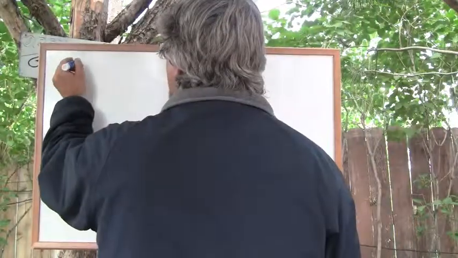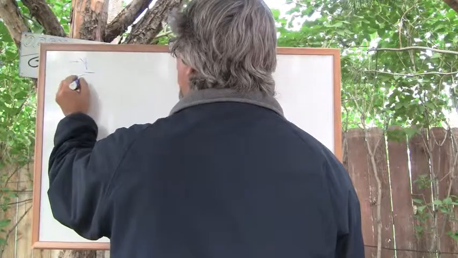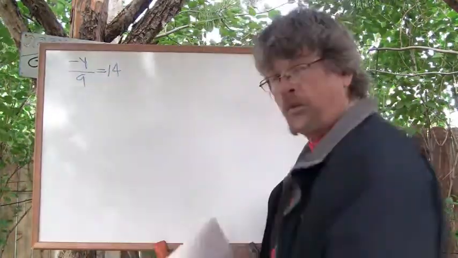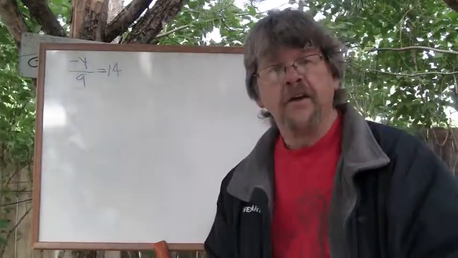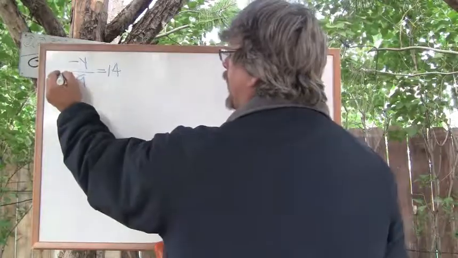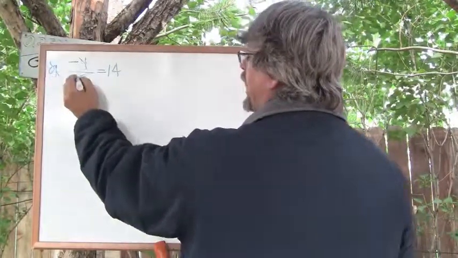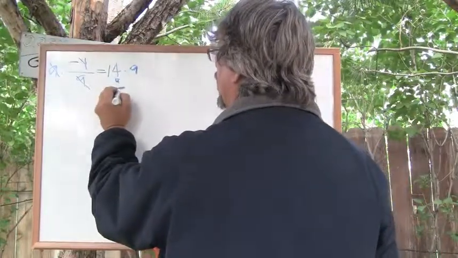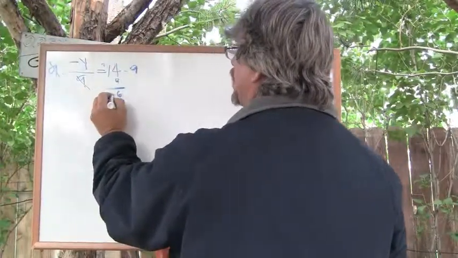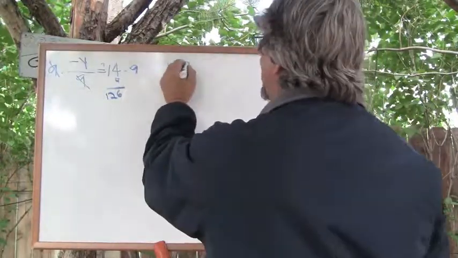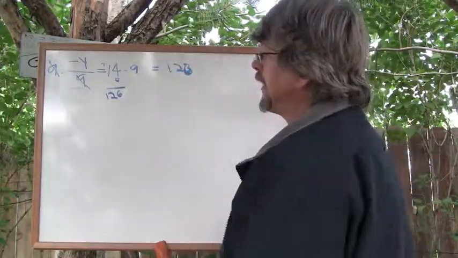So, negative y over 9 equals 14. We've seen equations like this. Someone has divided our negative y by 9, so we're going to multiply by 9, and that's going to cancel the 9's. So this is 14 times 9, 126. Good grief, I can't write.